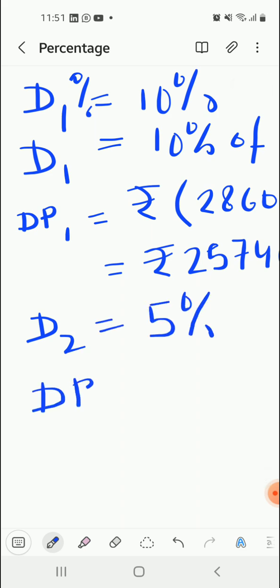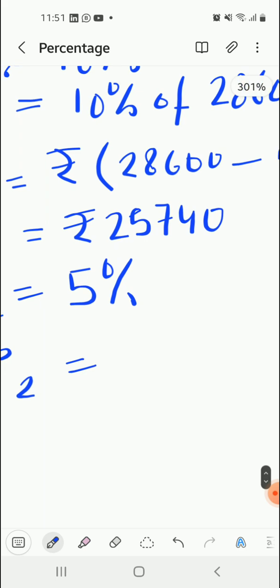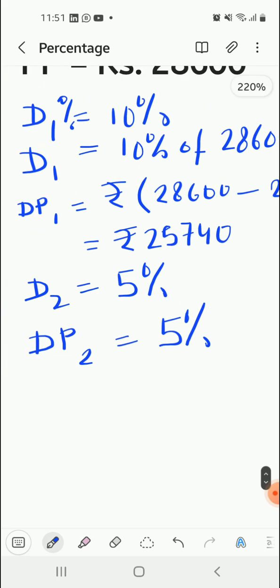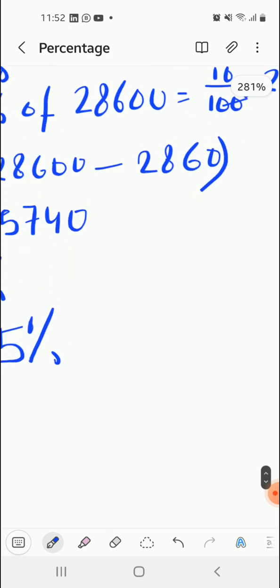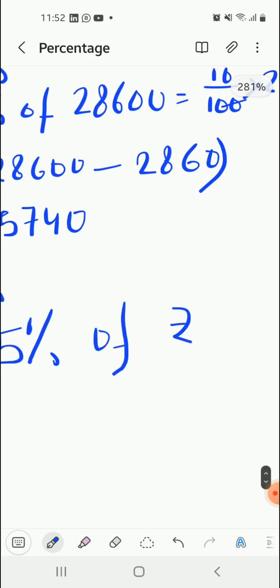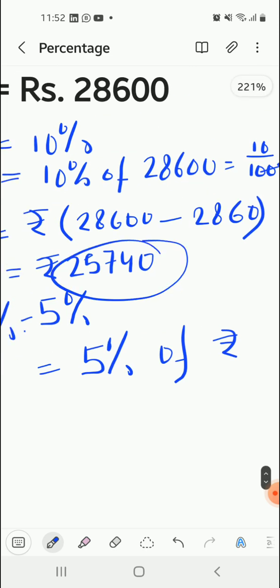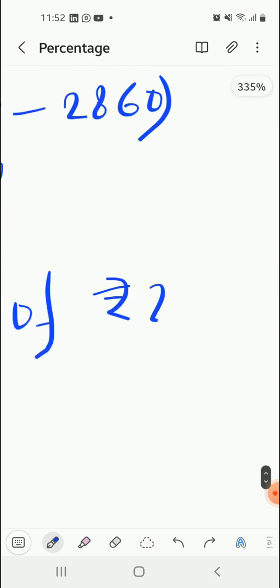So my discounted price 2, or the final discounted price, would be 5%. Mark it as discounted price percentage. First we are going to find out the discount. Discount is 5% of rupees this amount, the discounted price, that is 25,740.